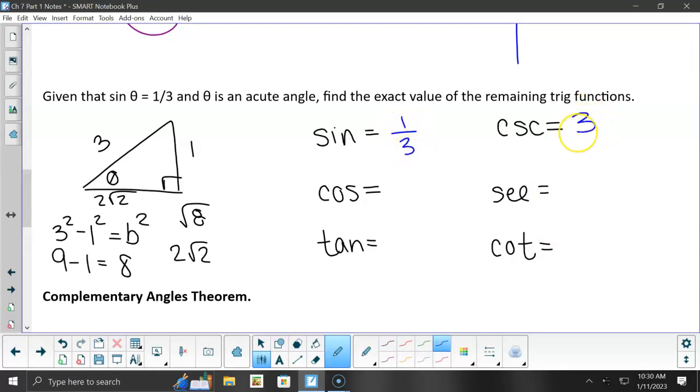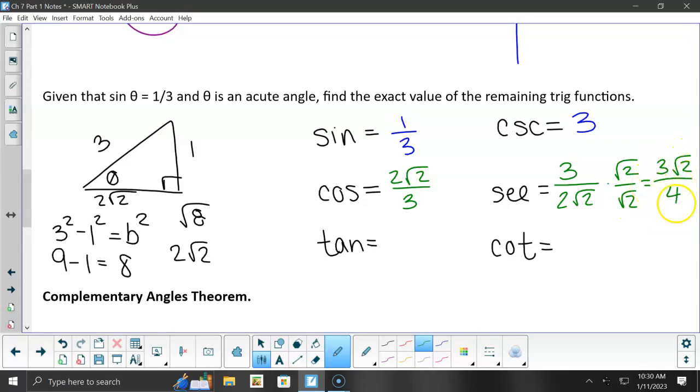That's 3. Cosine is going to be 2 root 2 over 3. So this will be 3 over 2 root 2. And then tangent is opposite over adjacent. And then this one just becomes 2 root 2. Yes, no, kind of, sort of.